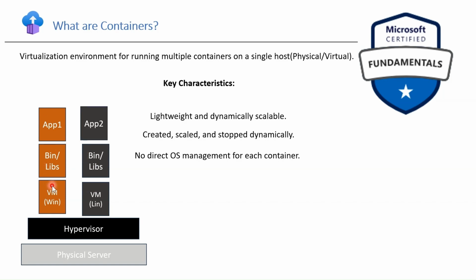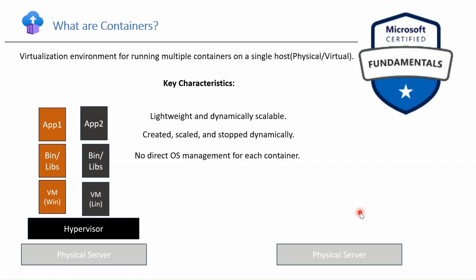Now what if I want to run multiple applications on the same VM? Let's assume in the same Windows VM, as you can see on the screen, I want to run two applications. One is .NET and the other maybe Python. I want to run both. Then that's the limitation, because that's not possible in the case of a virtual machine. That's when containers come into the picture.